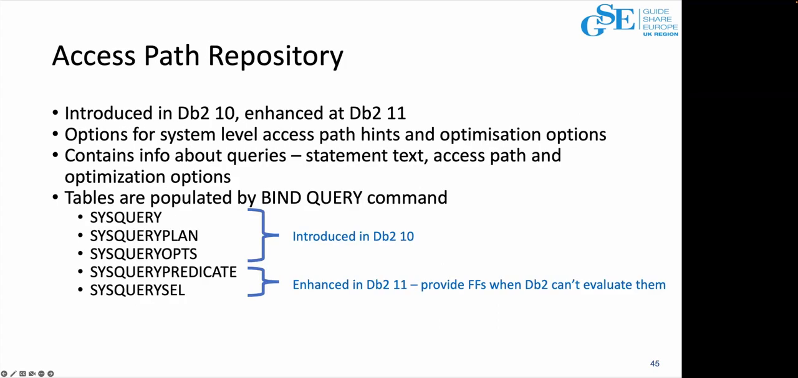So the new version is the access path repository, and this is the new way to influence access path selection. And I'm saying new in quotes because it was introduced back in DB2 10 and then further enhanced in DB2 11. So not exactly brand new, but still newish to some of us. But anyway, it gives us options for system level access path hints and optimization options. And there's a new, in quotes again, set of tables which are populated by the bind query command. And I'll come to that in just a minute.